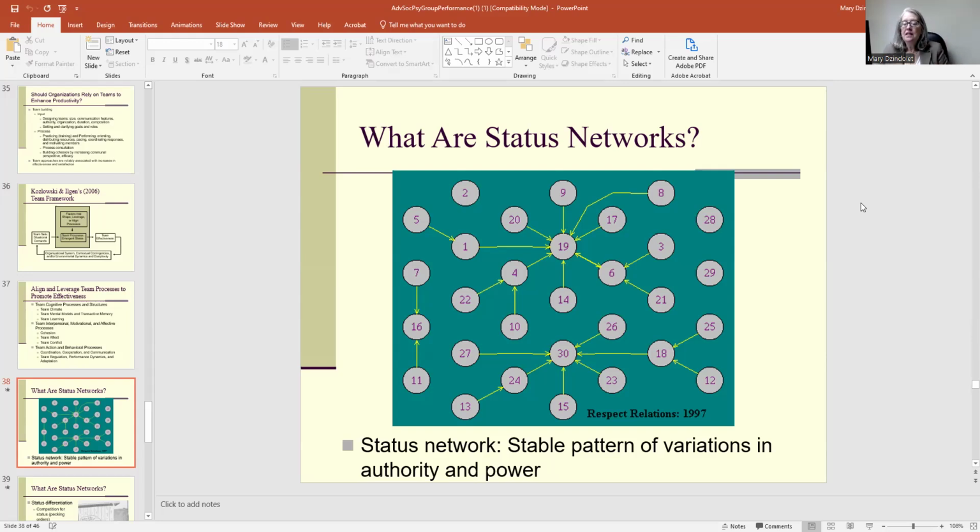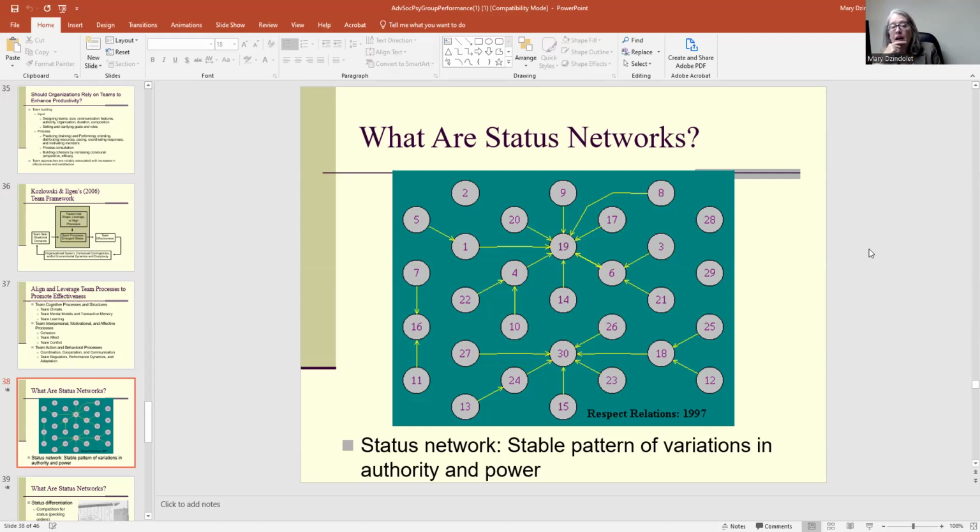And so in this status network, researchers went in, this is just an example of one. Researchers can go in and try to figure out who has more status in a network. And in this one, it looks as though person number 19 and person number 30 have a lot of status. So if you were made a leader of this group, or you were coming and looking at this group, what you'd want to do is first figure out, what does the status network look like?